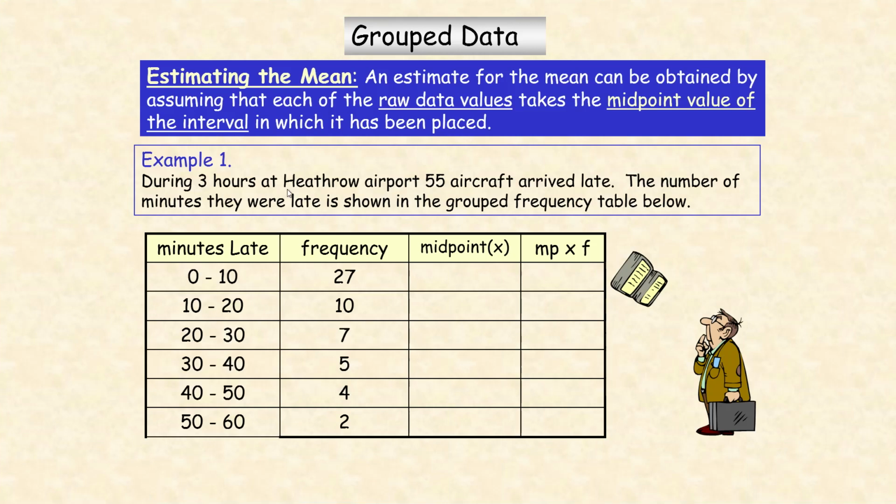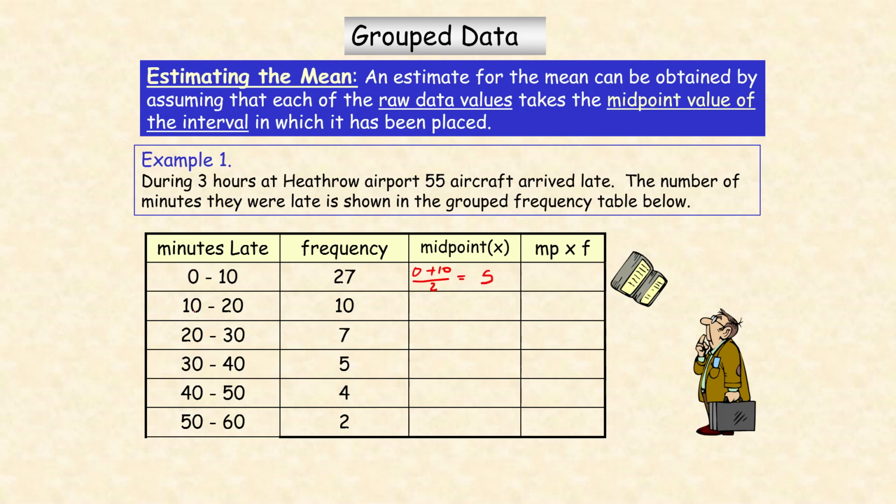Now, what we do is we set our table like that. So we've got our 0 to 10 minutes late, 27, 10 to 20, 20 to 30, and so on. So hopefully you're remembering this from last year. We've got to find the midpoint first. So we've got to find the midpoint of 0 to 10. Now, hopefully, I can hear you all screaming out 5. You might be right, but what we've got to do is we always work it out. We work out the average of those two numbers. So we say 0 plus 10, and then we divide it by 2 because we've got two numbers. And 10 divided by 2 is 5, so you are correct.